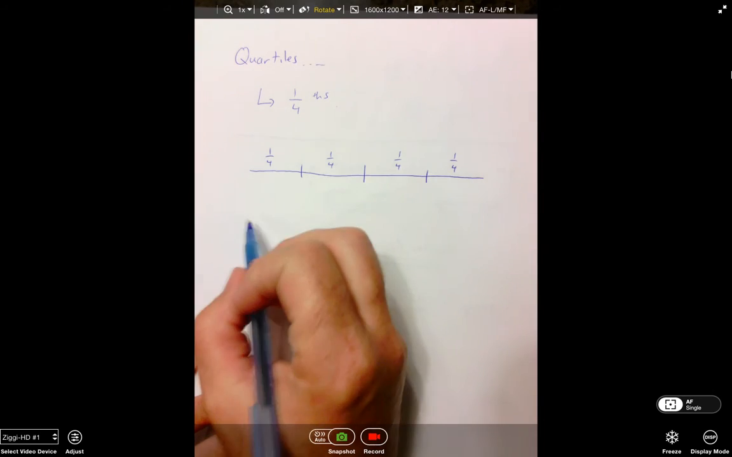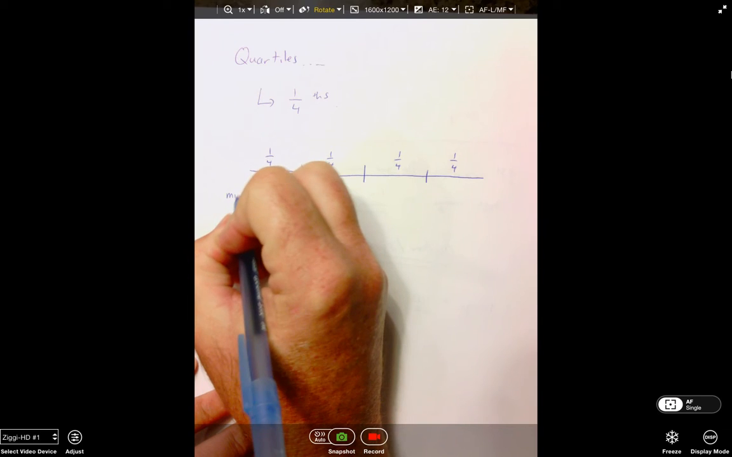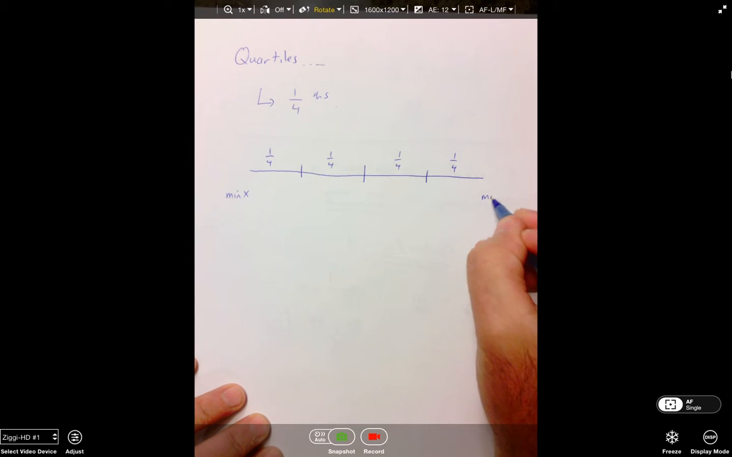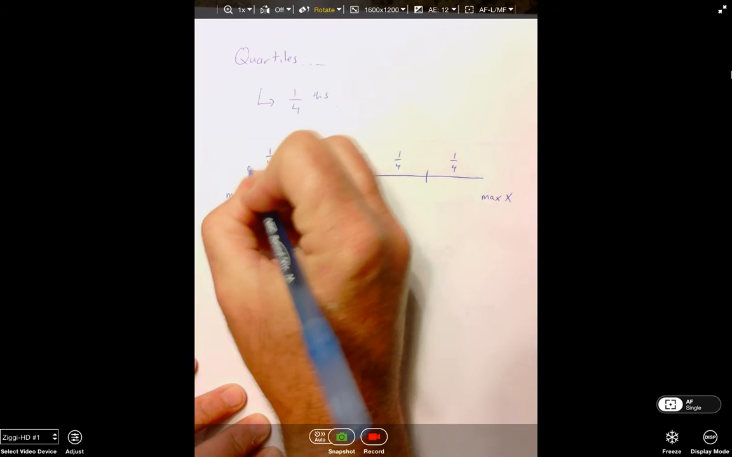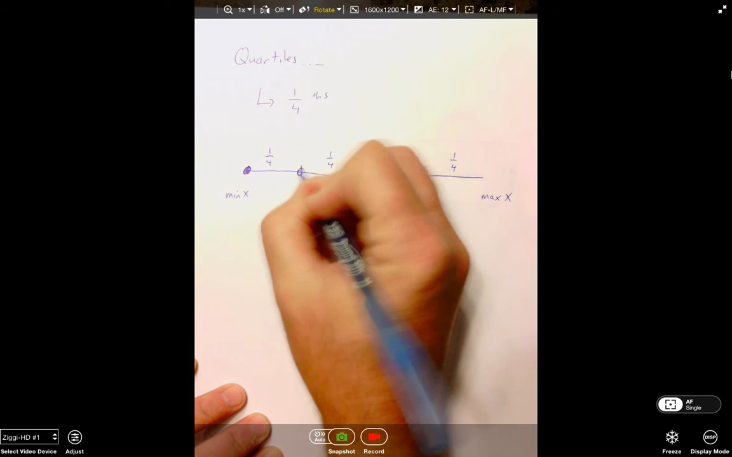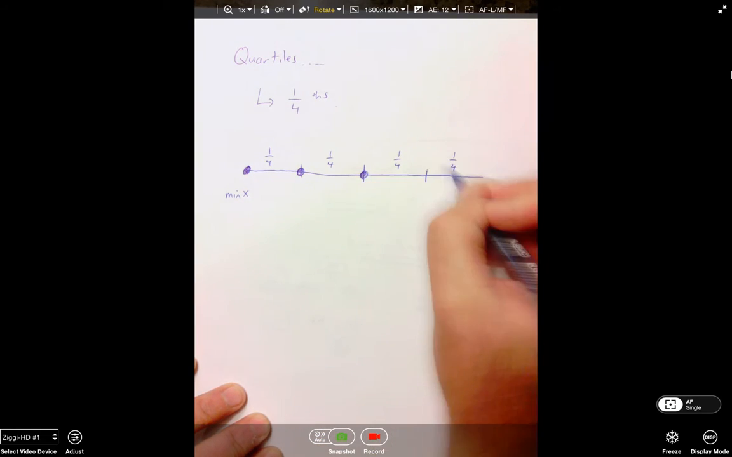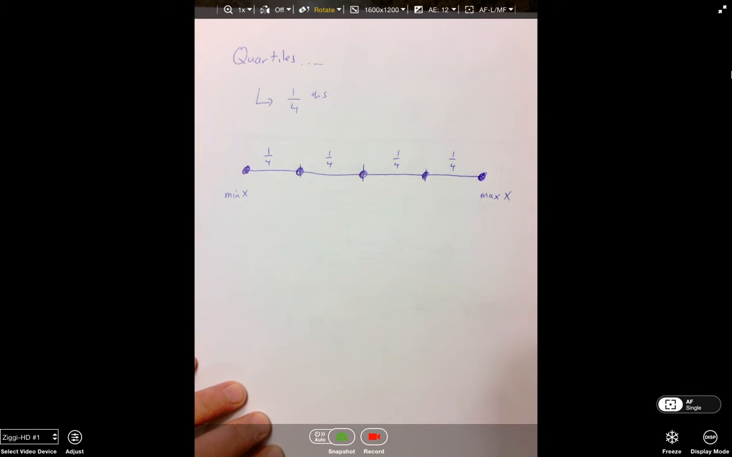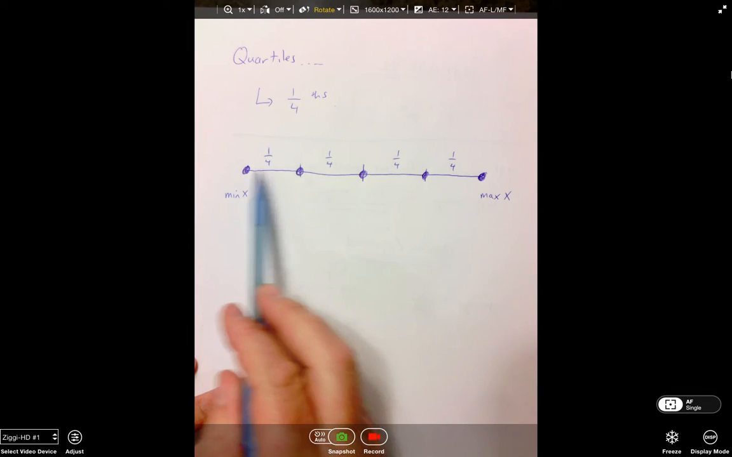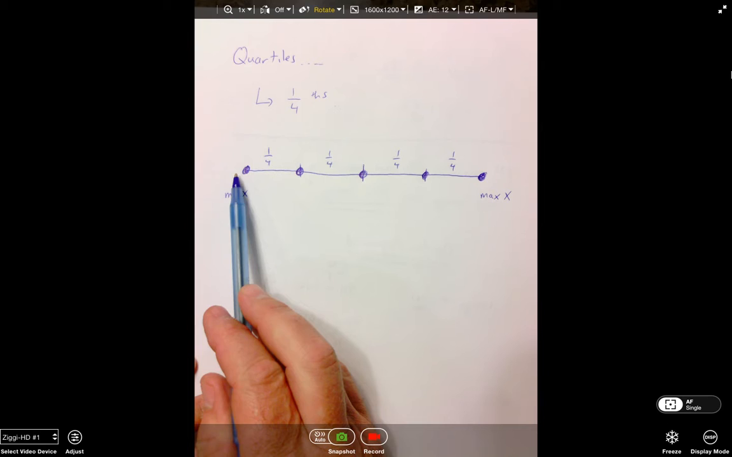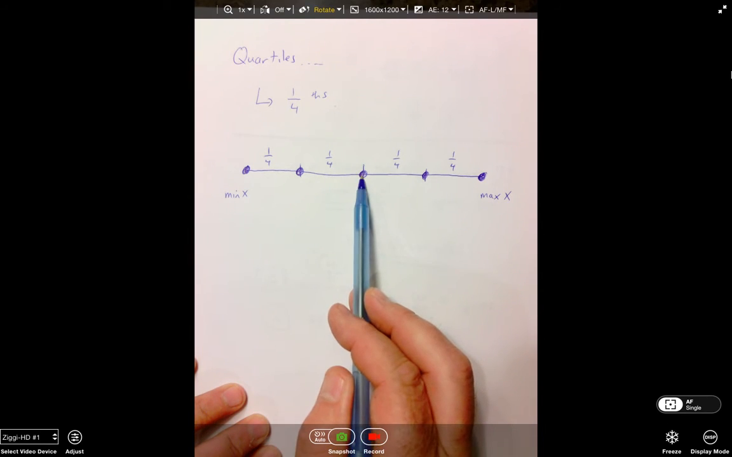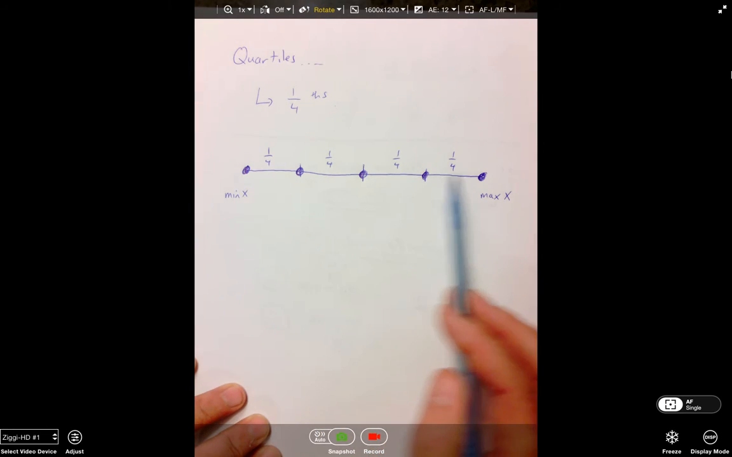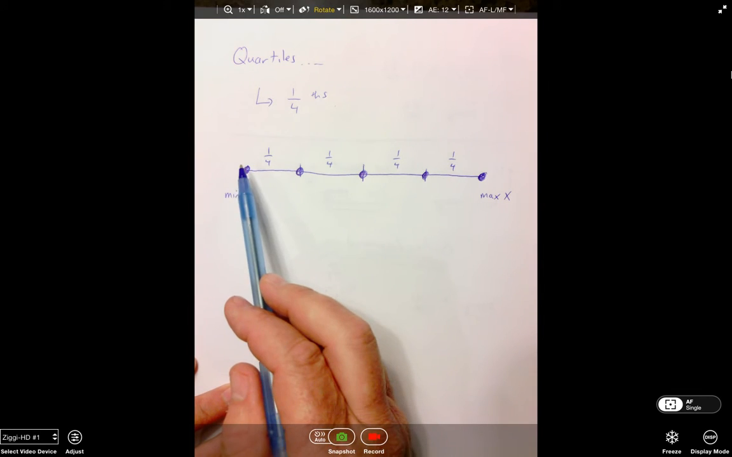So imagine having your data where you have the minimum value arranged from low to high all the way up to the maximum value. So you end up essentially with 5 locations. A starting location, the location where you have 25% of your scores below, this location where you have 50% below, this location where you have 75% below, and of course you have the top score where you have 100% below. Okay?